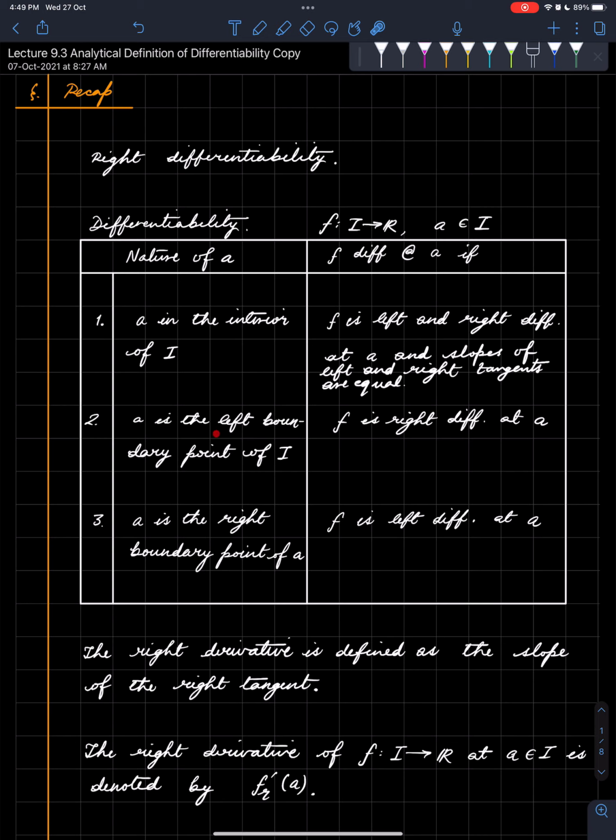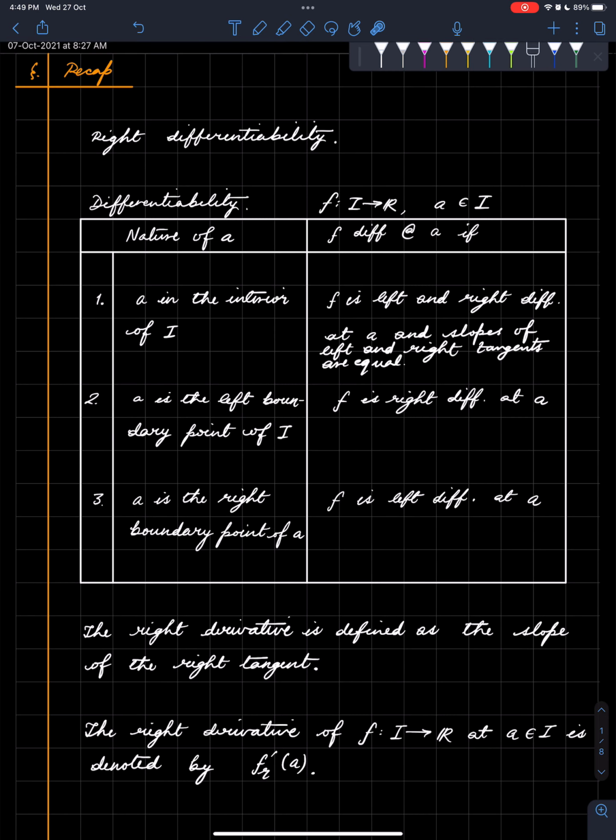If a is the left boundary point, then we say that f is differentiable at a if it is right differentiable at a. It doesn't make any sense to ask for left differentiability at the left boundary point of the interval. Similarly, if a is the right boundary point, then we say that f is differentiable at a if f is left differentiable at a.